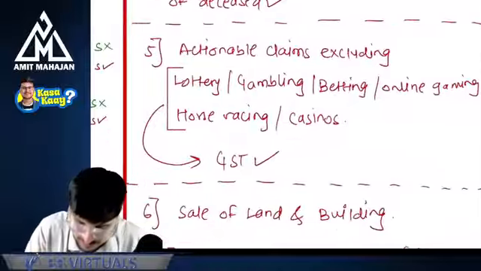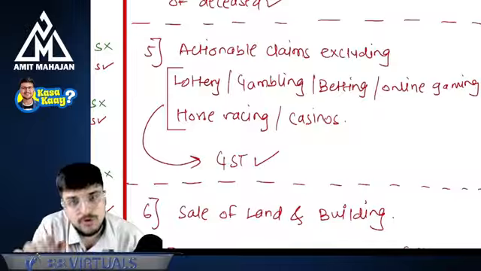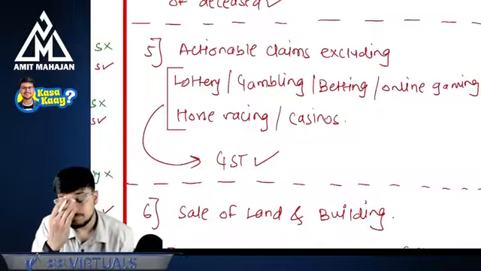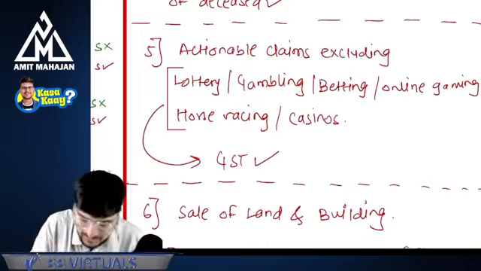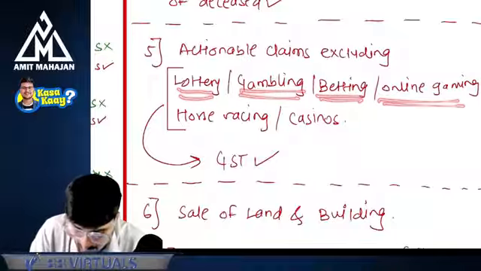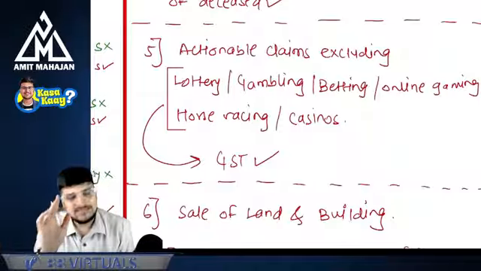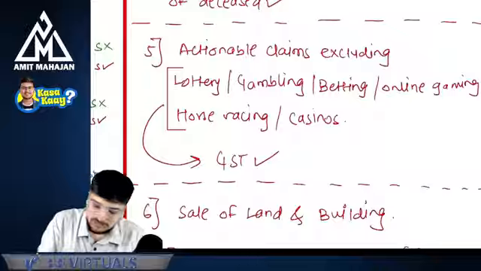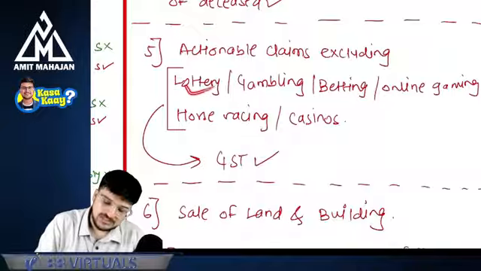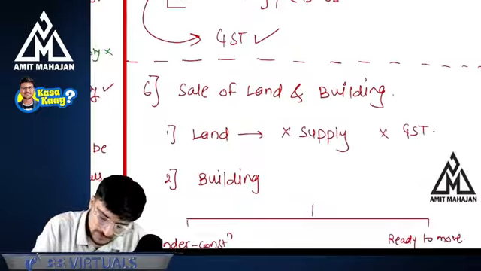Fifth point is actionable claims. They have excluded actionable claims. You will not charge GST on actionable claims, excluding the following, on which GST will be applicable. Number one, if it is lottery, gambling, betting, online gaming, horse racing, and casinos. If you are having these transactions, then it will be considered as supply and GST will be applicable. Understanding? Sure. So this is not there in the negative list. They have removed these points from the negative list.